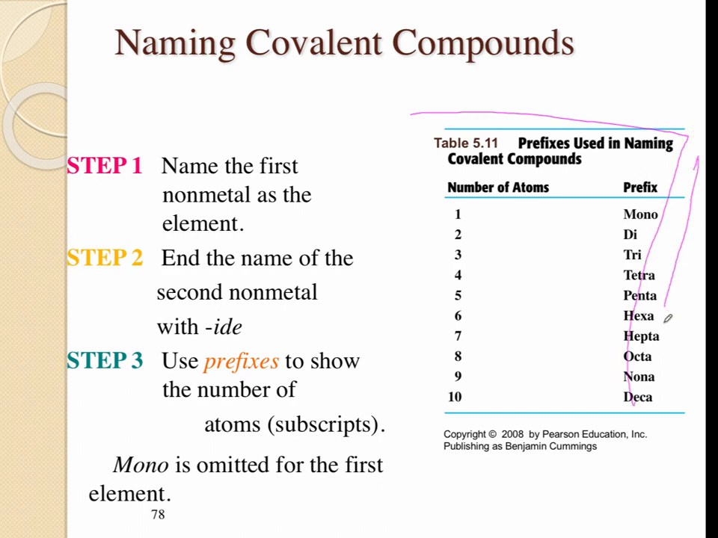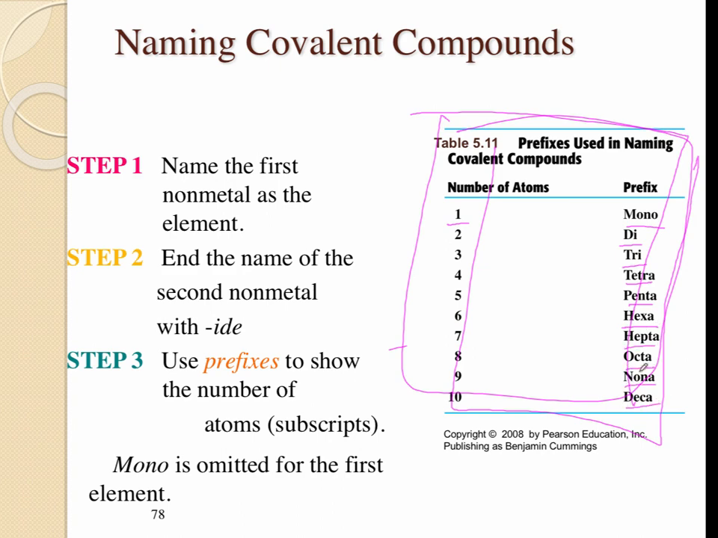Here are the prefixes you need to know. Oops, I can't put a square. All right, these are the prefixes you need to know, i.e. you need to memorize those. Number of atoms is 1. It's mono, di, tri, tetra, penta, hexa, hepta, octa, nona, deca. You need to know that those are the prefixes and they stand for this many number of atoms.